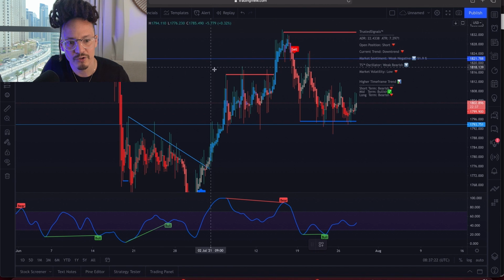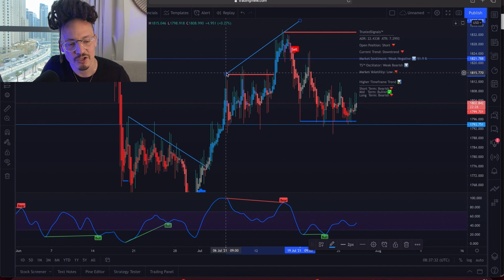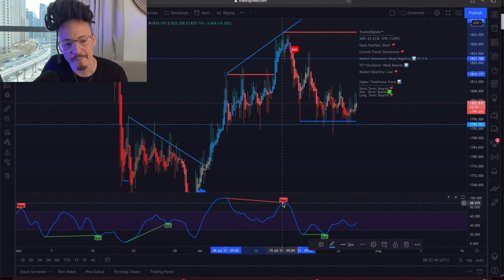So just to show you, I'm going to put a trend line at this wick going up to this one, and this trend is going up to the top side. This trend is going down. So the RSI again is opposite of the direction of price. So this would be a bearish divergence.